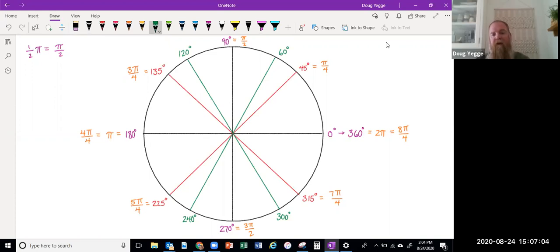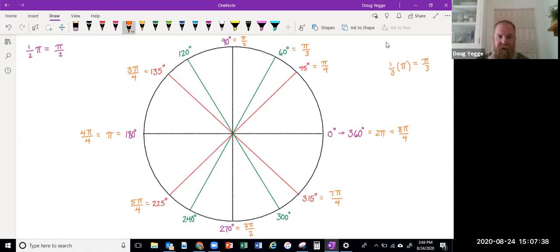If 60 degrees was 1/3 of 180, then 60 degrees must also be the same as 1/3 of pi. So let's work that out again. 1/3 of pi is simply pi over 3. So 60 degrees is pi over 3. 45 degrees is equivalent to pi over 4. 90 degrees is equivalent to pi over 2.